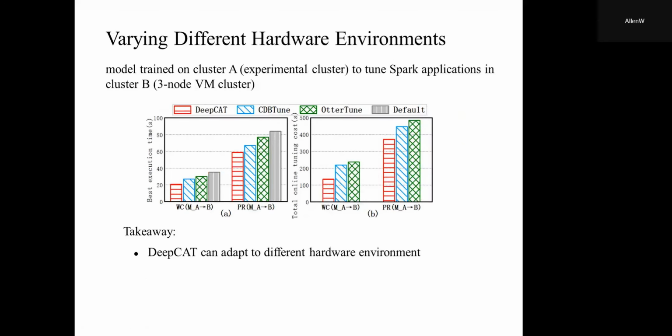We then show the strong adaptability in different hardware environments. We use the model trained on cluster A to tune Spark applications on cluster B. We can see DeepCAT is much better than CDBTune and Ottertune.